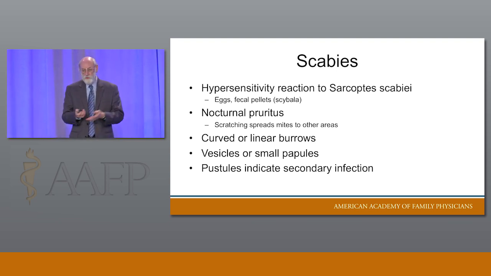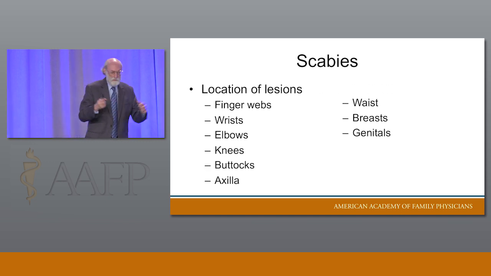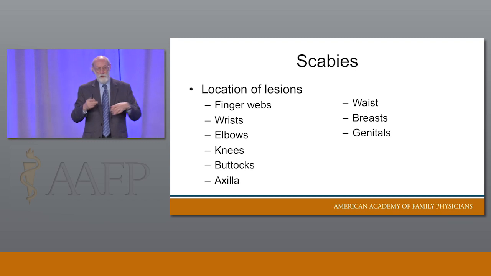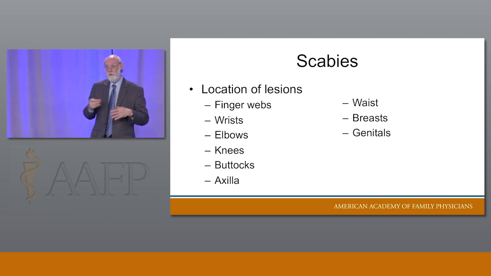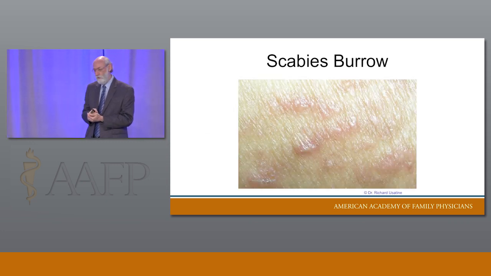Look for the presence of a burrow, that tells you the mite's been burrowing. Look for them in the finger webs, but you can see them just about anywhere. In adults, since it's sexually transmitted, the genitals are a place to see them as well.